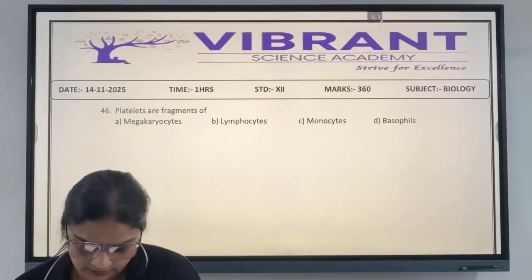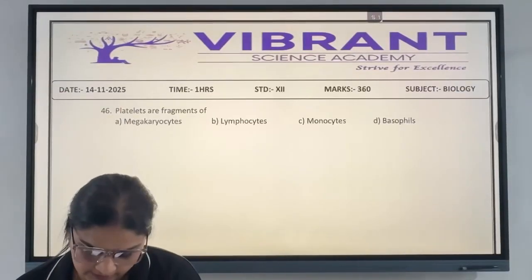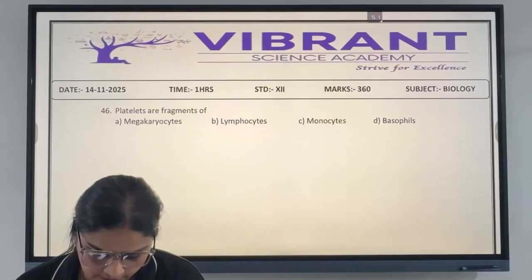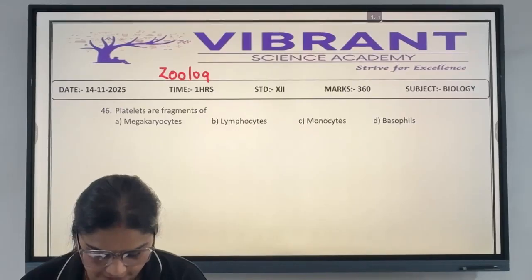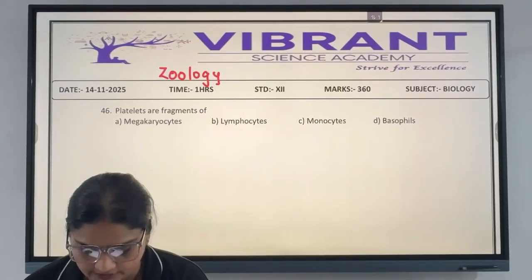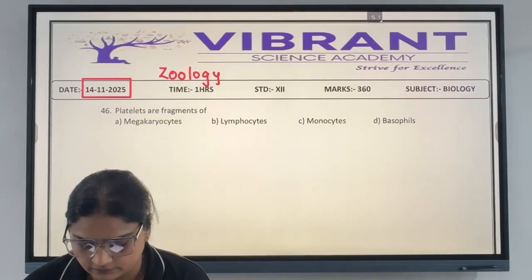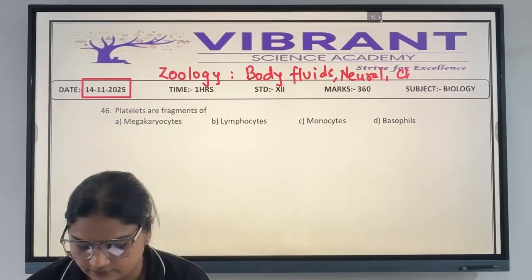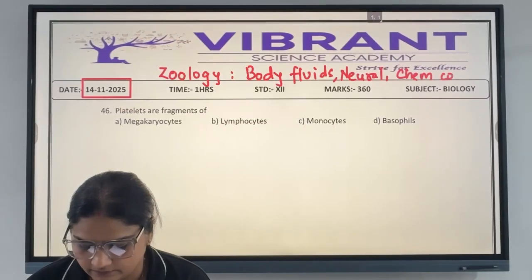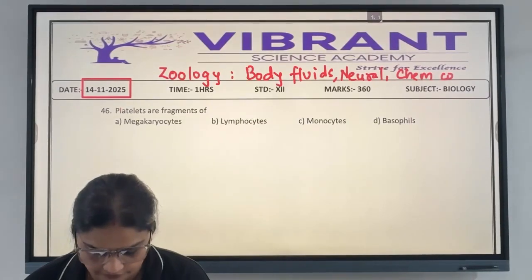Hello students, today I am going to discuss the zoology section of the test dated 14th of November 2025. The chapters I am discussing are body fluids, neural and chemical coordination. Questions would be from 46 to 90.